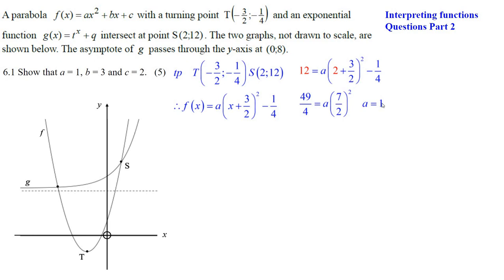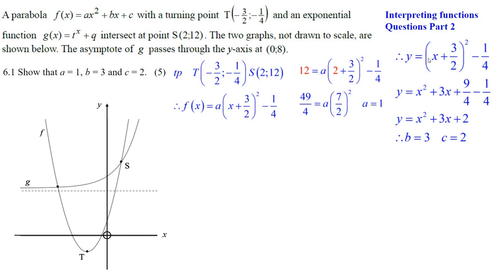It's really true. Now we take this 1 and put it back in here and multiply it out. That's how we're going to get b and c. We just put a 1 in there: x plus 3 over 2 squared. Do FOIL on it carefully. You'll get x squared plus 3x plus 9 over 4. 9 over 4 minus 1 over 4 is 8 over 4, and that's 2. So c is 2, and the number in front of x is b, that's 3. Well, we just figured out a, b, and c. There we go. Let's try the next question.